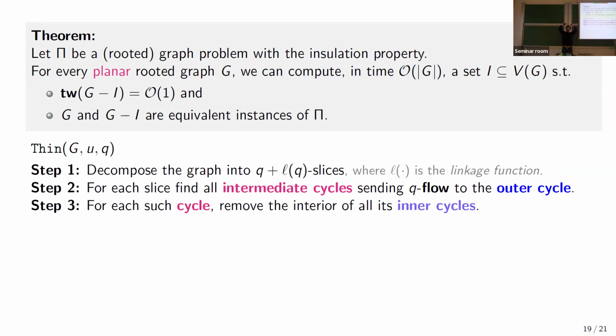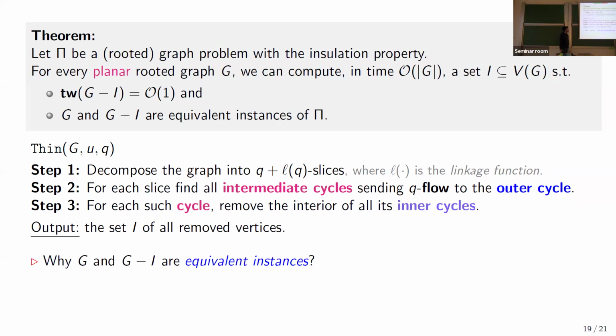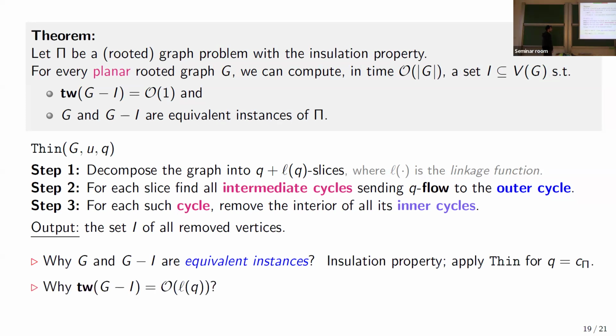So I start with my first slice. I just chop some subtrees of this decomposition. In the ones that remain, I just proceed and chop and chop and chop subtrees. And I output this set of vertices. Why are these vertices irrelevant? Well, the insulation property tells me this.